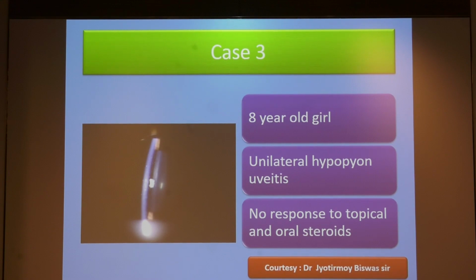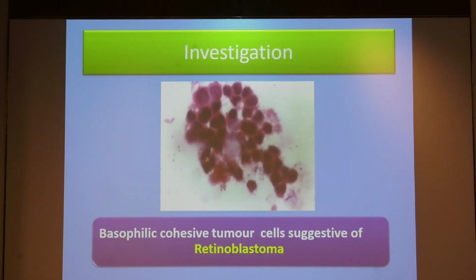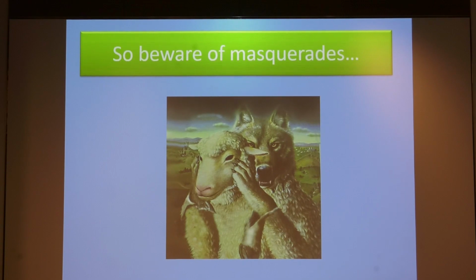I did a battery of investigations, everything came negative. The patient was not responding to topical steroids and oral steroids. Then I went to JB sir and asked what to do. He asked me to go for an AC tap and send that sample for histopathology. And what we found was basophilic cohesive tumor cells which were suggestive of retinoblastoma. So beware of masquerades while managing a case of anterior uveitis.